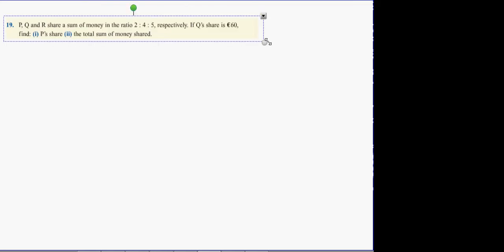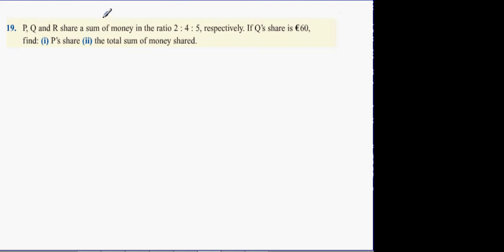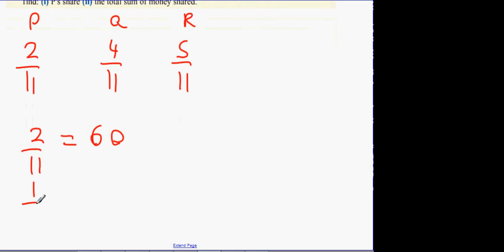Number 19. Lads, P, Q and R are shared in the following ratio: 2 is to 4 is to 5. Step 1. Add all three ratios together and what do we get? 11. So it's going to be 2 11ths for P, 4 11ths for Q, and 5 11ths for R. Now what it says is Q's share is 60. 2 11ths equals 60. So what would 1 11th be? 1 11th would be 30, because you're dividing by 2.